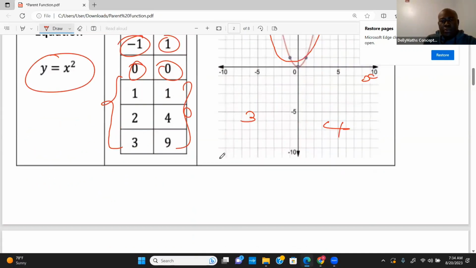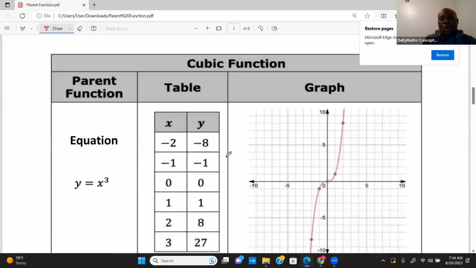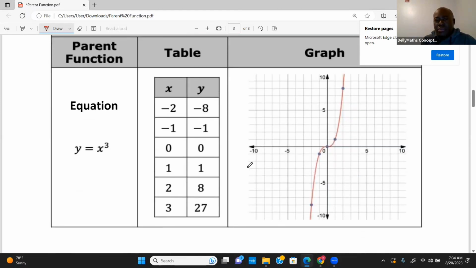Right, so let's take a look. Let's look at the third one. Now we have a cubic function. Cubic function. When we hear cubic, we're thinking of third, right? Now let's take a quick look at the graph itself. So what does it look like to you, right?